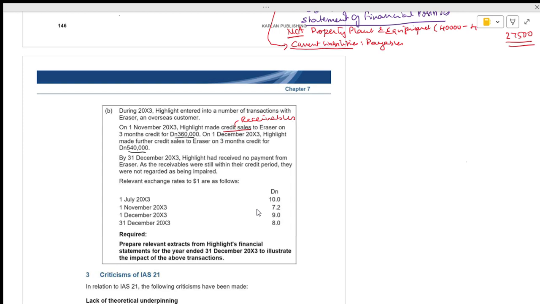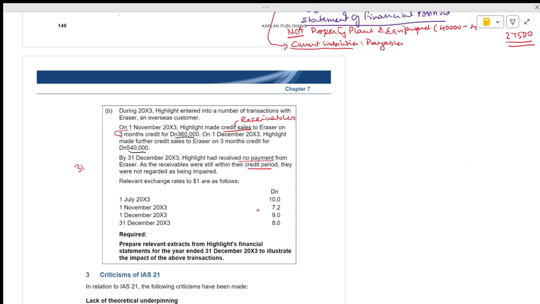Fine. Now, exchange rate loss, that's all. They have made a credit sale of 360 for 3 months credit. On December 1st, 2003, Highlight made a further credit sale, 540. By 31st December, Highlight had received no payment. As the receivables were still within the credit period, they are not regarded as overdue. How many months are they saying? It is for 3 months.